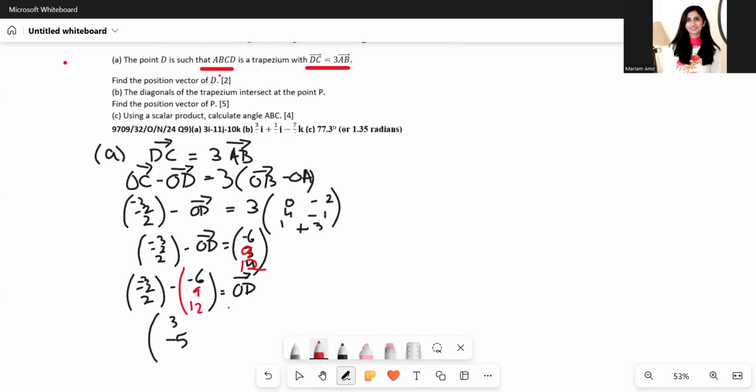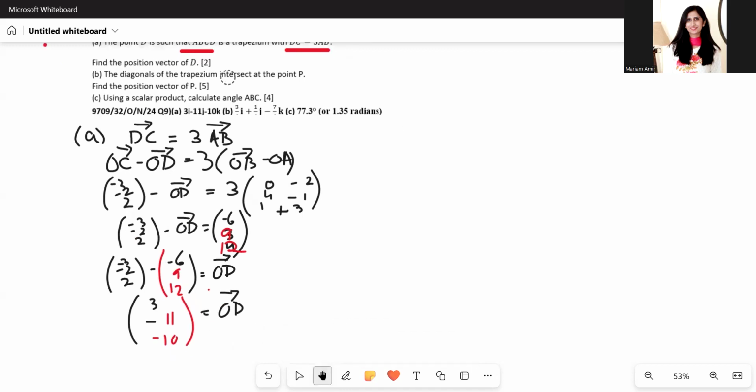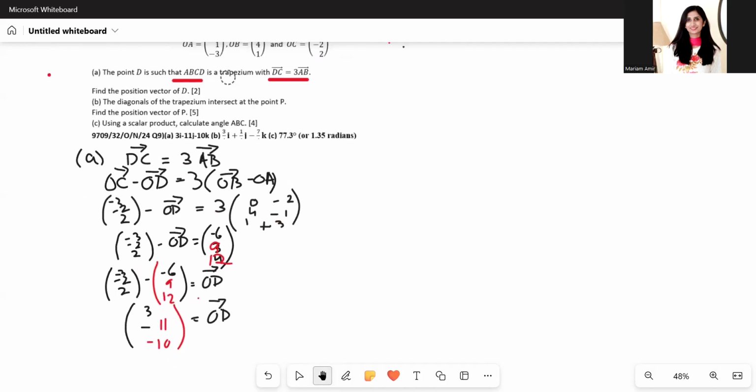And now when we subtract this, we get a 3, then a negative 11, and then a negative 10. That is the value, or the position vector, of OD in column vector form. But since the question was in i, j, k form, we write 3i minus 11j minus 10k equals OD.